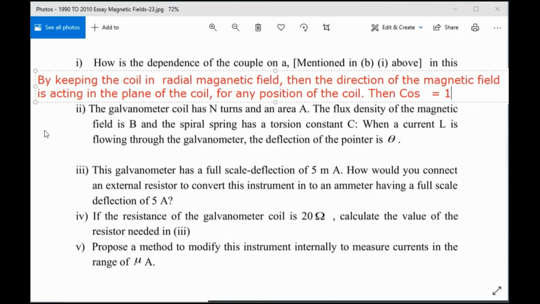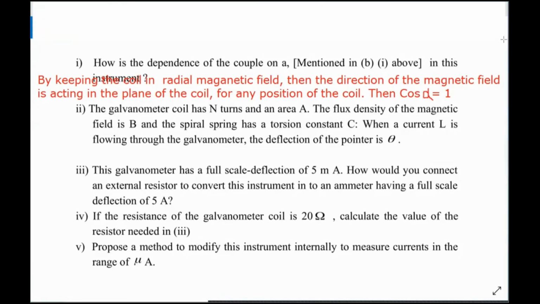Write down the expression relating I and theta. That's the correct question, so forgive me. So what is the expression which shows the relationship between I and theta?